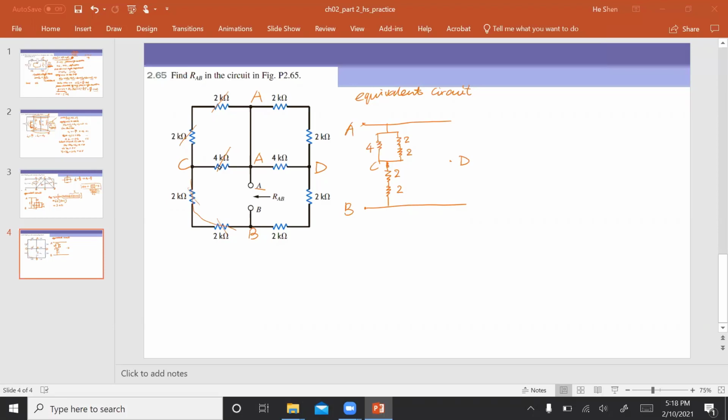Then for the rest, we need to find the connection between A and D, then from D to B. Between A and D, how many branches do we have? 1 and 2, right? We have 2 branches. One branch is a 4K, and the other branch has a 2K and a 2K in series.